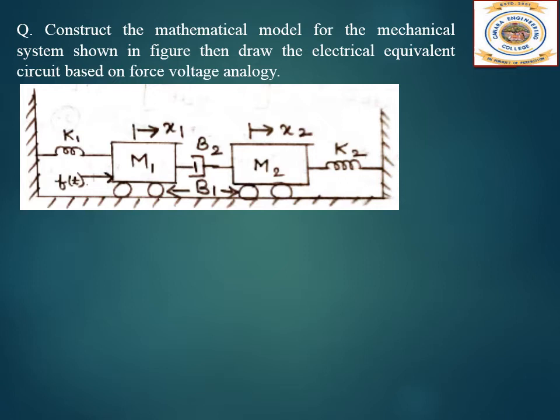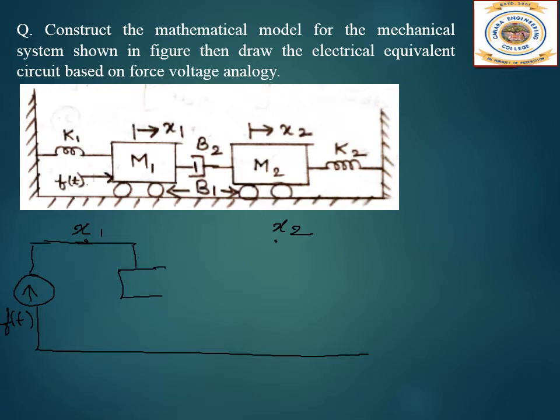So first step is to draw the mechanical equivalent network. First let me write the nodes. Nodes are x1 and another node is x2. First let us connect f of t. So f of t is applied to M1, so it will come here. This is f of t. Okay, and M1 over here. M1 is always connected between the node and the reference.